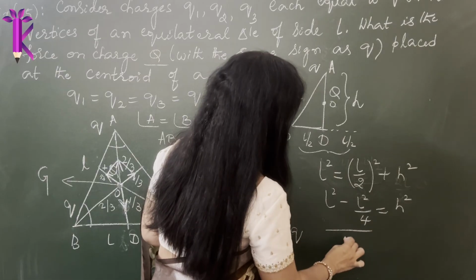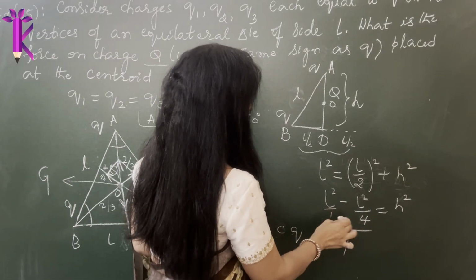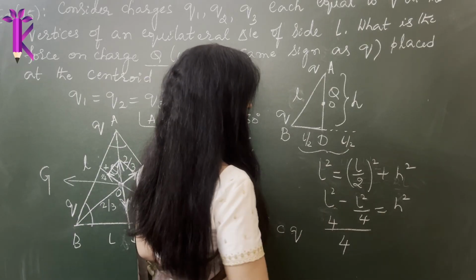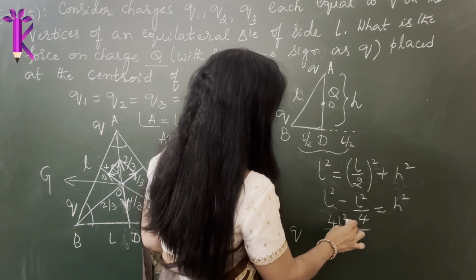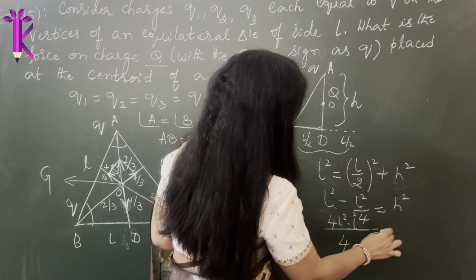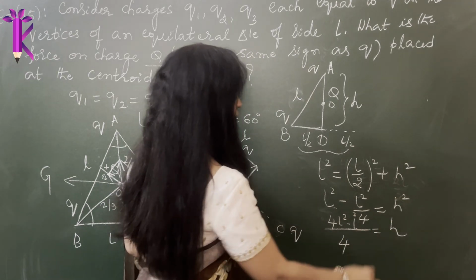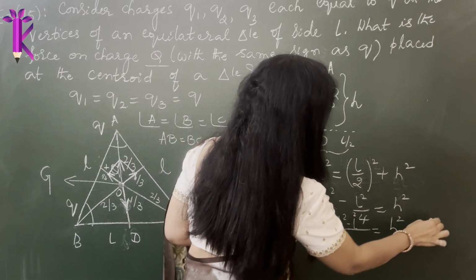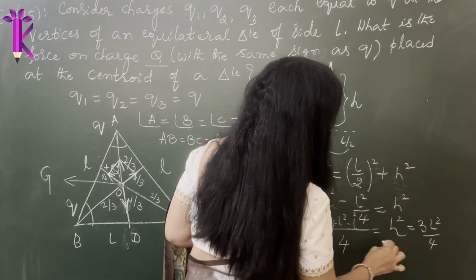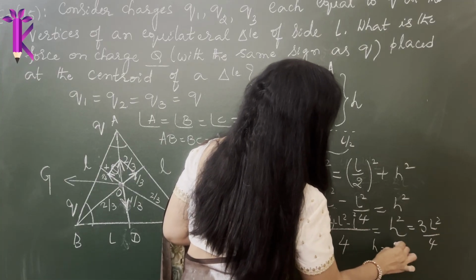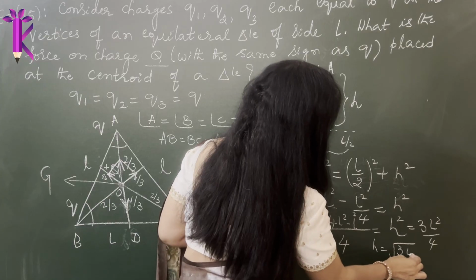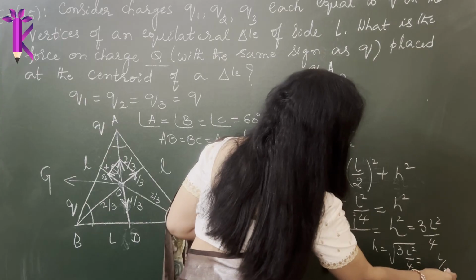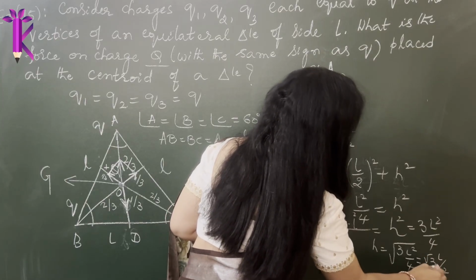Now take the LCM. If you take the LCM 4, here you don't have anything, 4 times 1 is 4. So therefore this will be 4L square minus L square is equal to H square. So therefore 4L square minus L square will be 3L square divided by 4. So what will be H in that case? Square root of 3L square by 4. Now L square by 4 can be written as L by 2 if you remove the root. So it is root 3 L by 2.